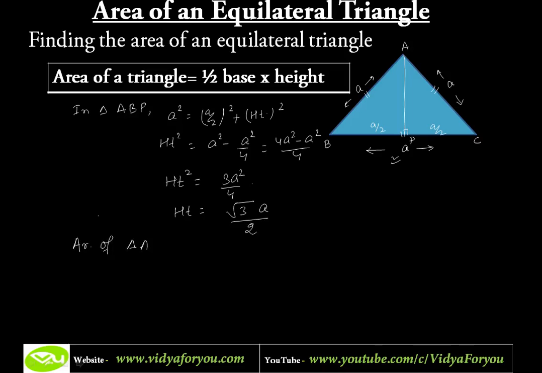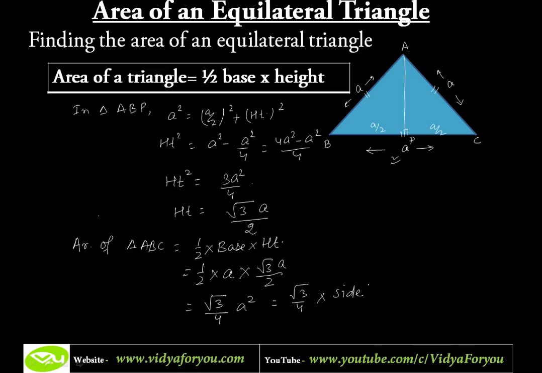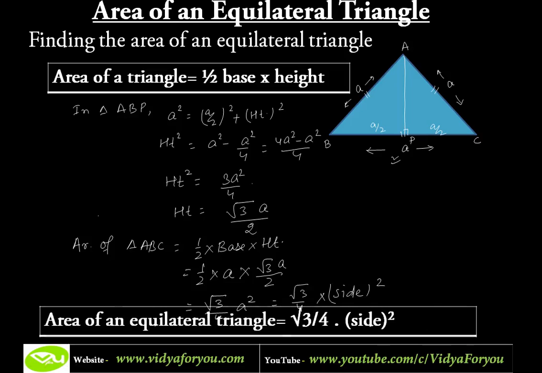Area of triangle ABC is equal to half base into height. Half base is a, height is root 3a by 2. So this will give you root 3 by 4 a square, that is root 3 by 4 into side square. So this is the derivation for finding the area of an equilateral triangle, root 3 by 4 into side square. Just keep in mind.